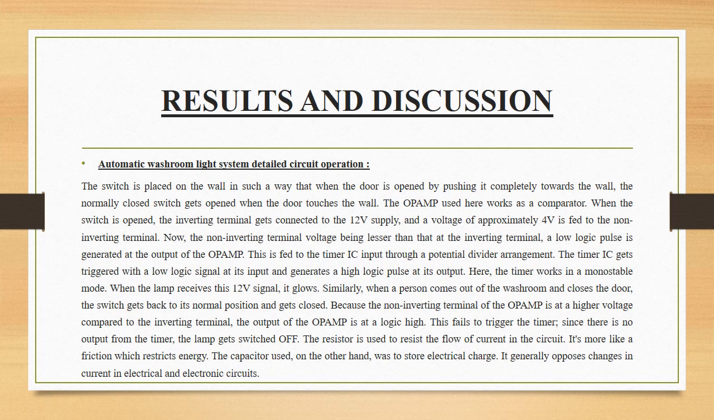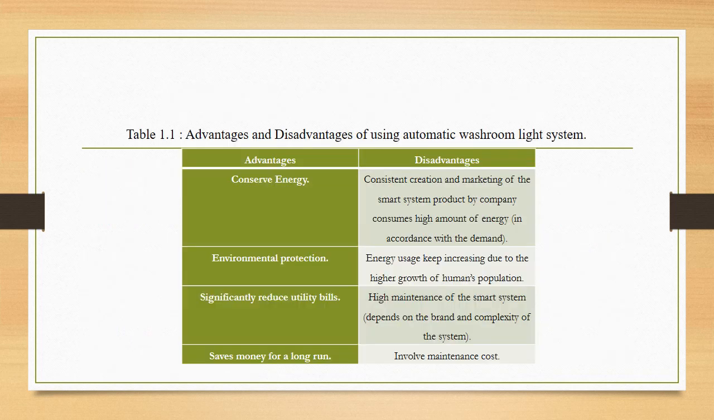The resistor is used to resist the flow of current in the circuit. That's the function of the resistor used. It's more like a friction which restricts energy. Whereas the capacitor used, on the other hand, was to store electrical charge. It generally opposes the changes in current in electrical and electronic circuits.